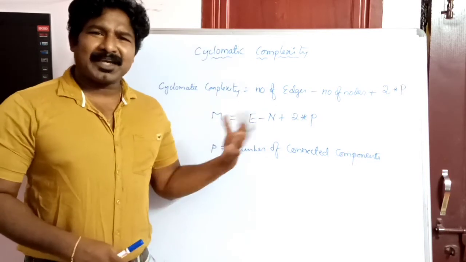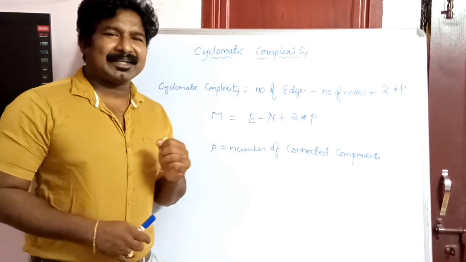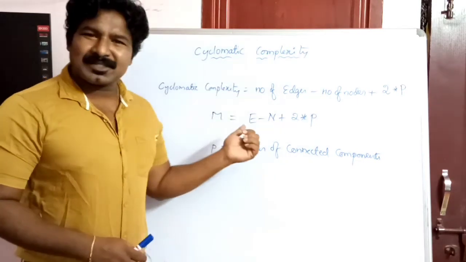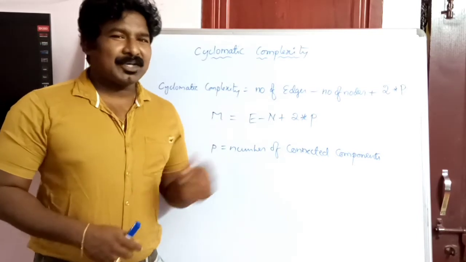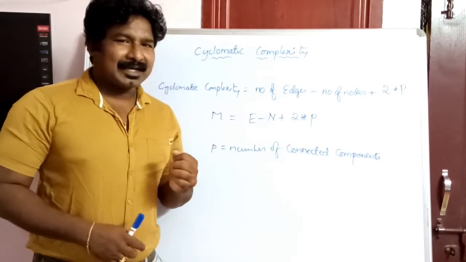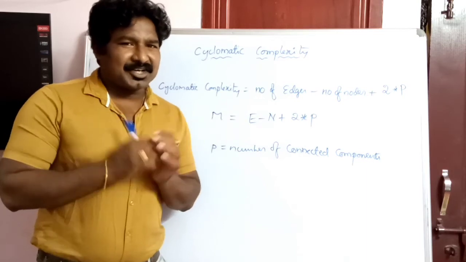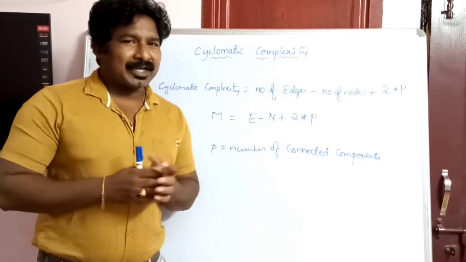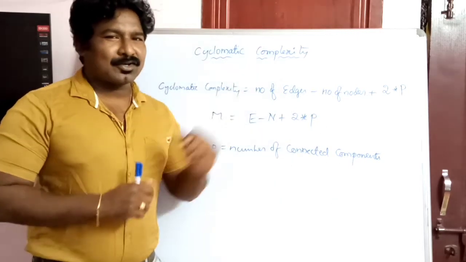Most of the time, this p will be 1 only, friends. So in simpler form you can call it as the complexity M is equal to E minus N plus 2. In another way, you can also find this by using another formula. If there are some conditions, that is, the decision conditions in your program, the number of conditions plus 1 will give you the cyclomatic complexity.